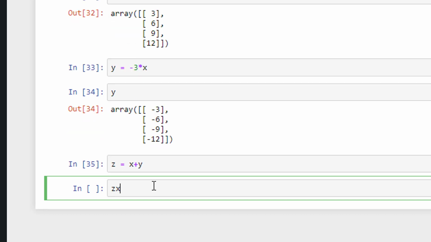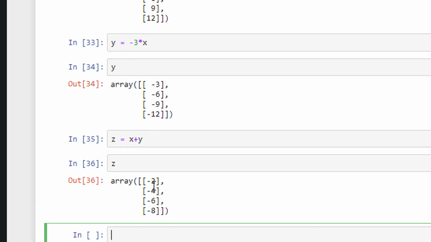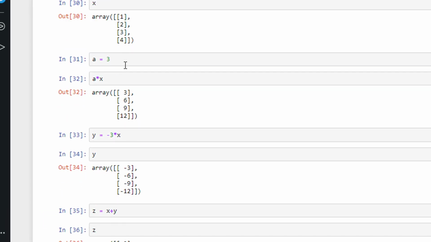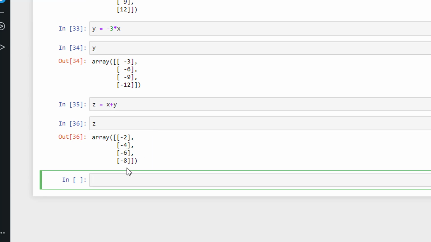If I go ahead and check what is there in z, it is minus 2, minus 4, minus 6 and minus 8. Minus 3 plus 1 is minus 2, minus 6 plus 2 is minus 4, minus 9 plus 3 is minus 6, and minus 12 plus 4 is minus 8. So minus 2, minus 4, minus 6, minus 8. Okay, so this is how we perform scalar multiplication and vector addition in Python.